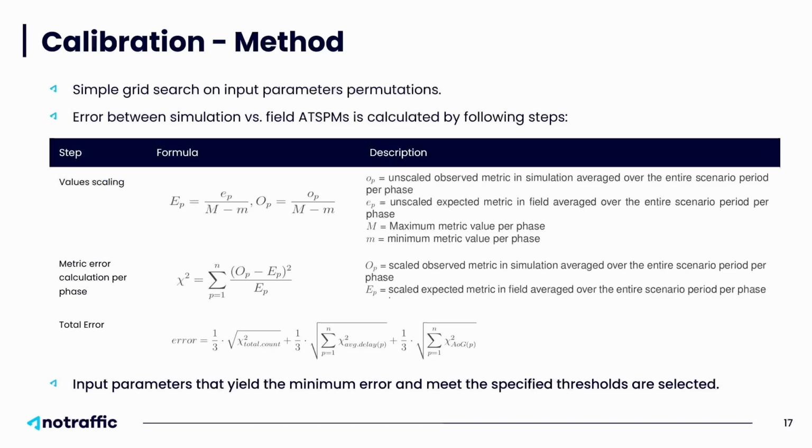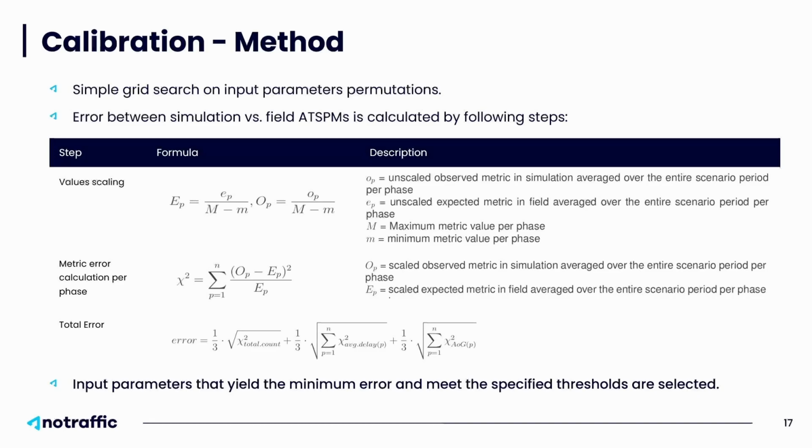The method. We have the parameters that we want to tune, the ones I just mentioned, and we have the metrics that we want to optimize. So we are using a simple grid search on the input parameters, and for every metric we compute the error. The error is measured by taking, for example, the counts we measure in the field, the real number of counts in the city, and comparing them to the number of counts we got from the simulation. We do the same for average delay and arrival on green.